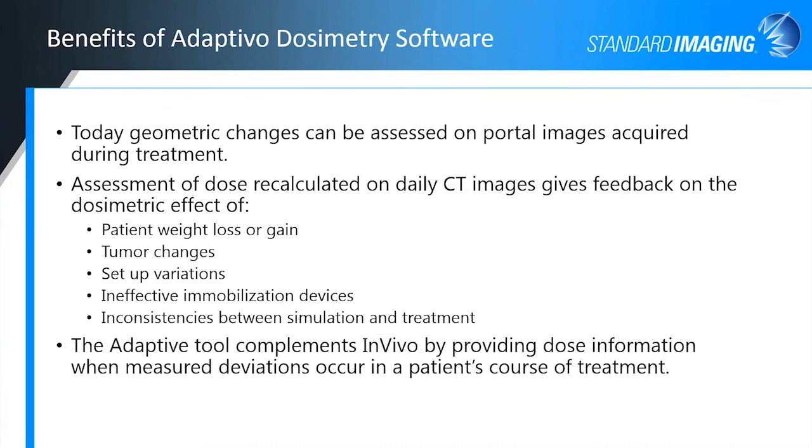So the benefits of the software, in my opinion, are that we can today assess geometric changes on portal images that are acquired in vivo during treatment, and then use the images that are acquired for patient setup to assess the dose differences that occur based on many factors: weight loss or gain, tumor changes, setup variation, immobilization devices, and inconsistencies between simulation and treatment. So the adaptive tool really does complement in vivo by providing dose information when measured deviations occur in a patient's course of treatment. In vivo provides the alert, we have a difference, and adaptive provides the information to tell you what that means dosimetrically to the patient.